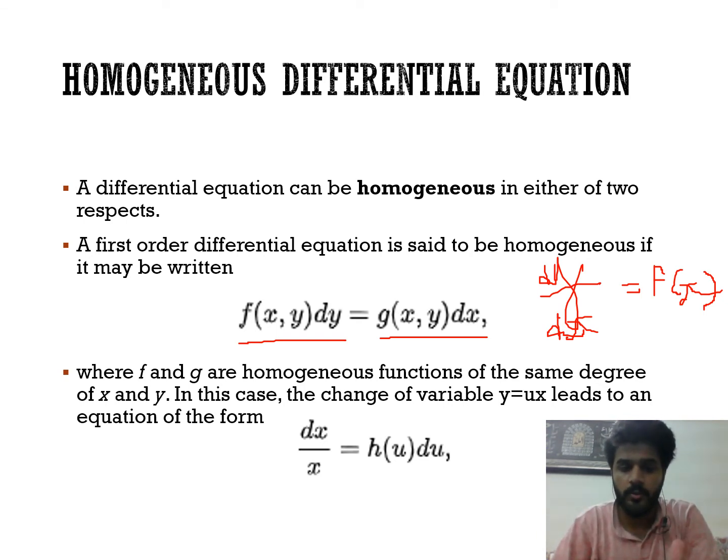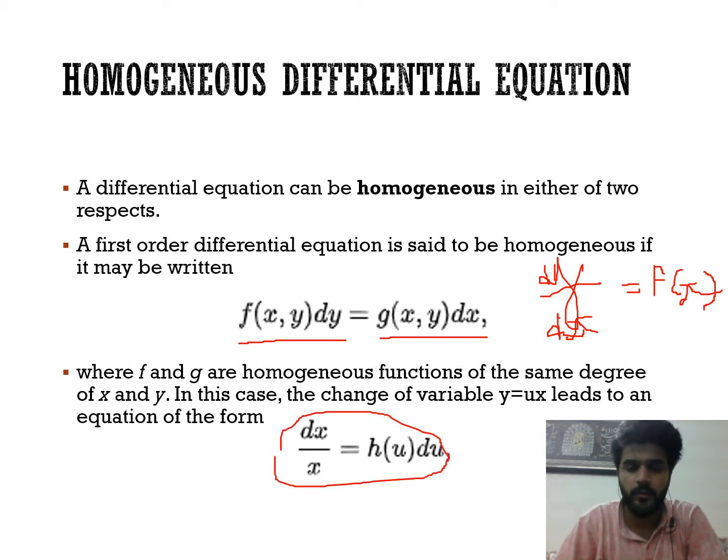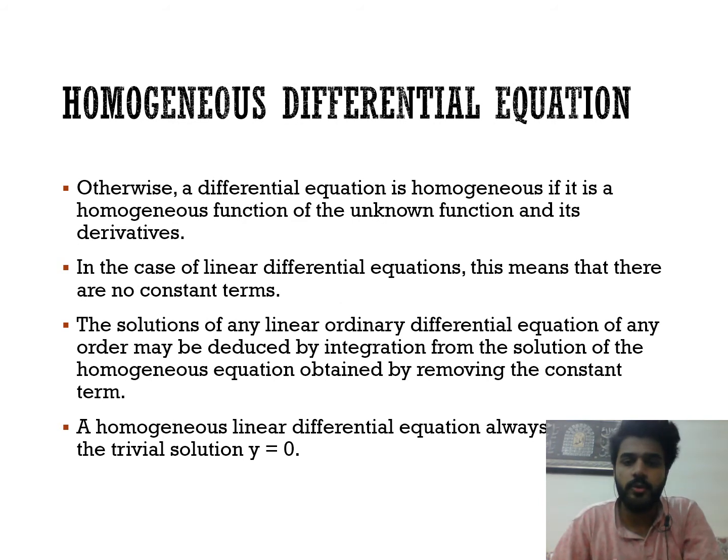This satisfies the homogeneous condition. In this case, if we substitute the change of variable y with u times x, it leads to an equation of the form dx over x equals h of u with respect to du. This will be the resultant equation in this case. Forward to homogeneous differential equations.